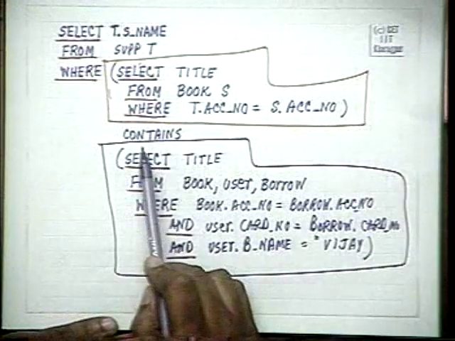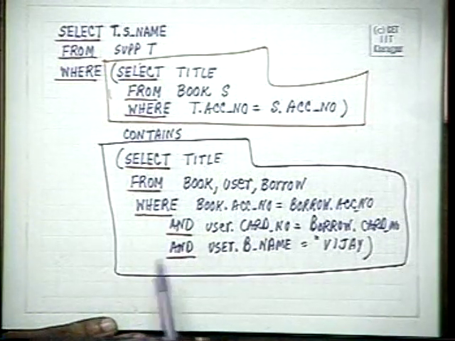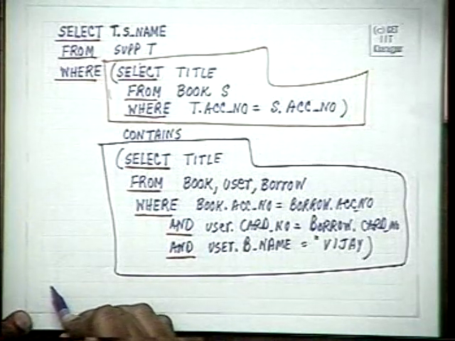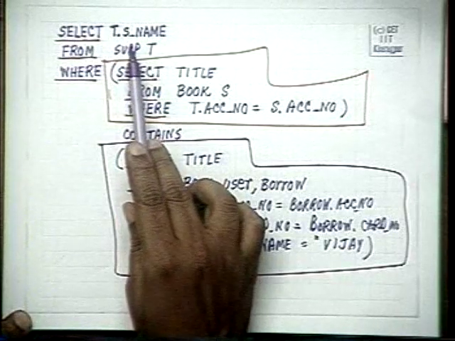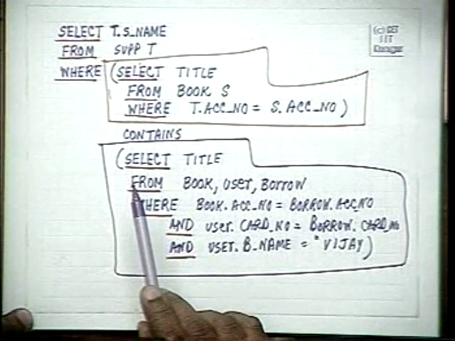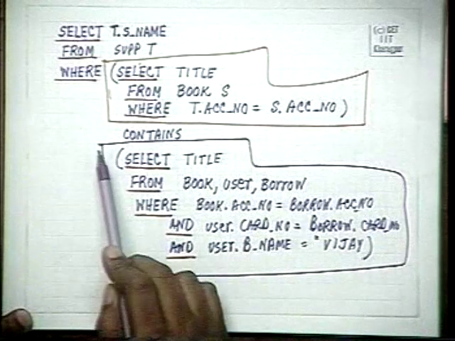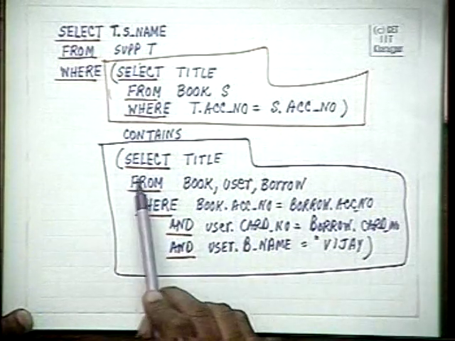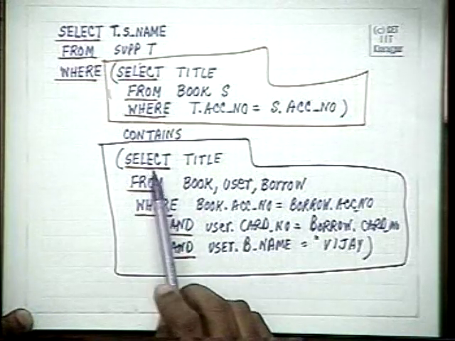And finally, we saw two other operations. One is the subset relation, which had the contains operation. And in this particular problem, we solved the problem of finding the names of all suppliers such that they have supplied titles corresponding to all the books issued by Vijay. So in this particular case, this one which is marked out, we have found the titles of all the books issued by Vijay. How did we do that?